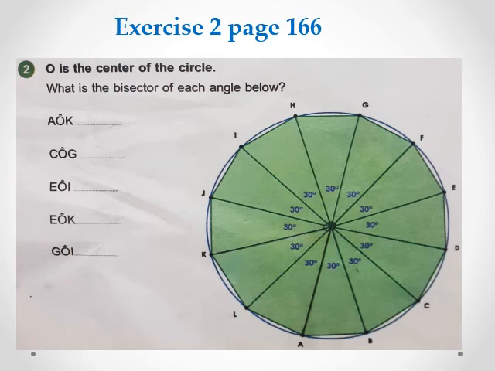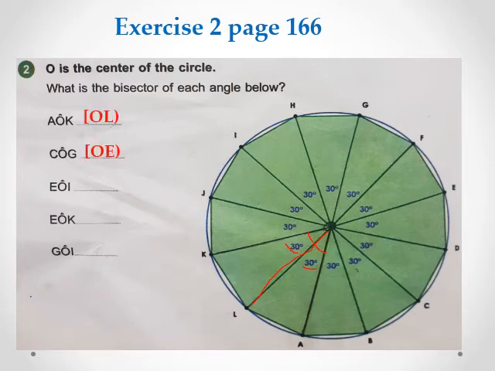Let's solve exercise 2, page 166. O is the center of this circle. What is the bisector of each angle below? The first angle is AOK. This is the angle here. What is the bisector? Since here I have 30 degrees at both sides, I can say that OL is the bisector of angle AOK.